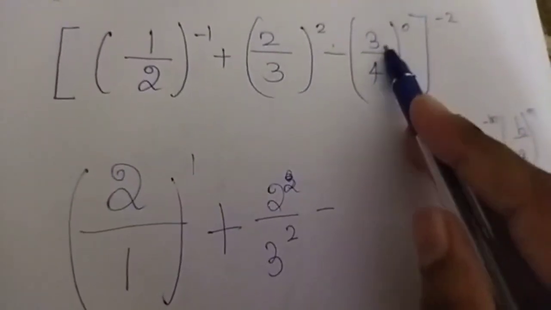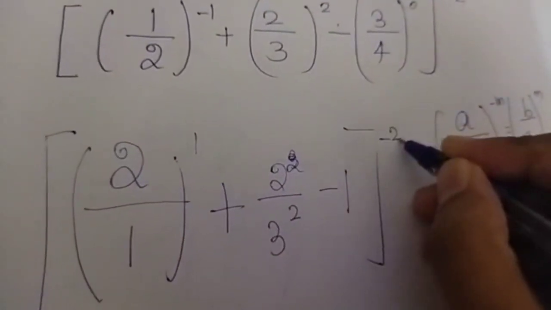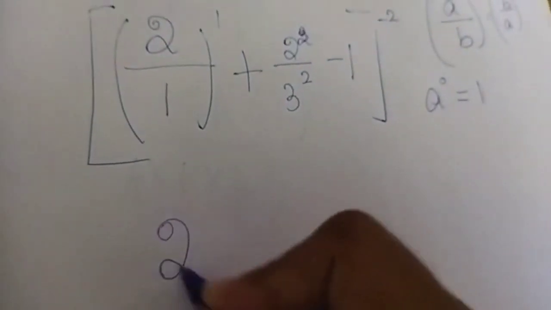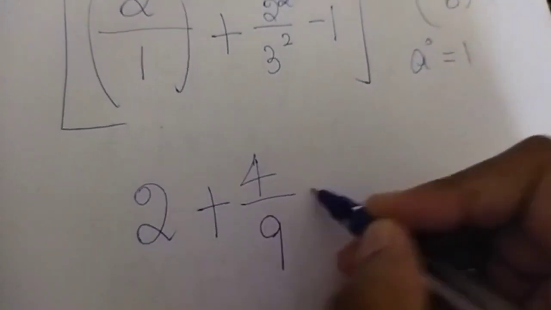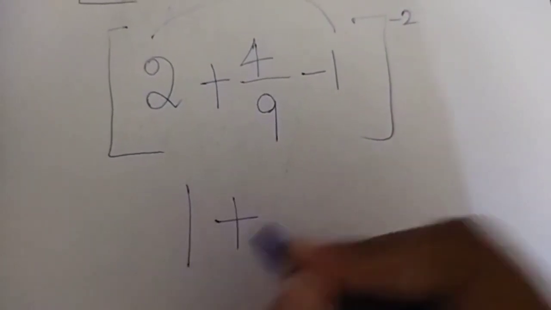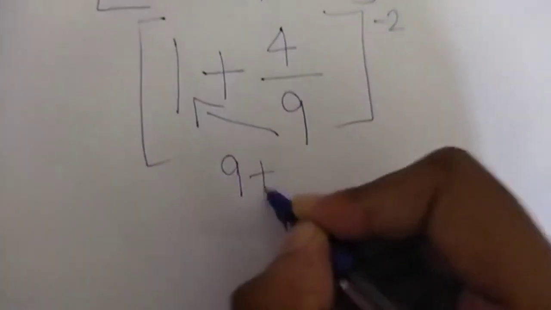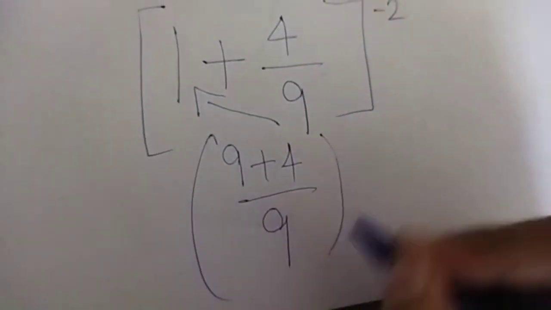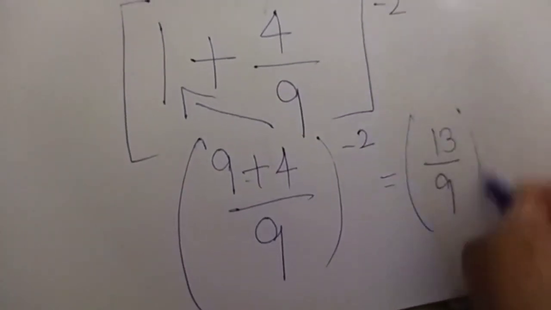So 3 by 4 power 0 is equal to 1 whole to the power minus 2. Again 2 by 1 is 2, power 1 means 2 plus 4 by 9 minus 1. Here 2 minus 1, 1. 1 plus 4 by 9 whole to the power minus 2. 9 into 1, 9. 9 plus 4 by 9 whole to the power minus 2. 9 plus 4, 13. 13 by 9 whole to the power minus 2.